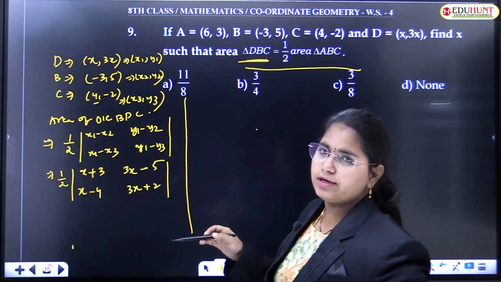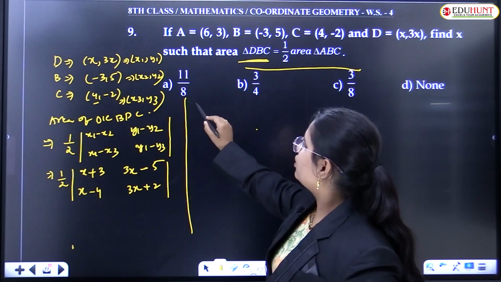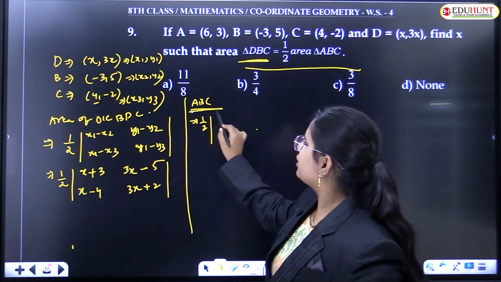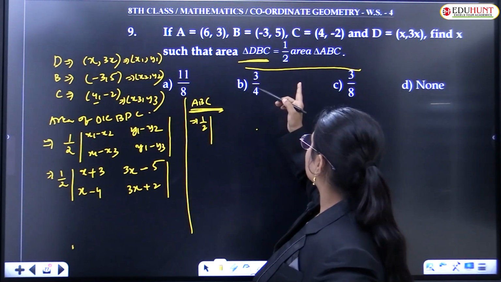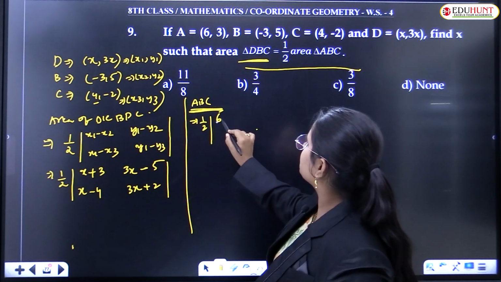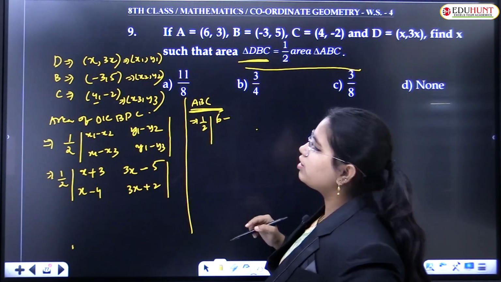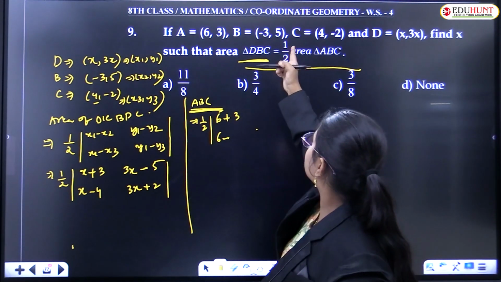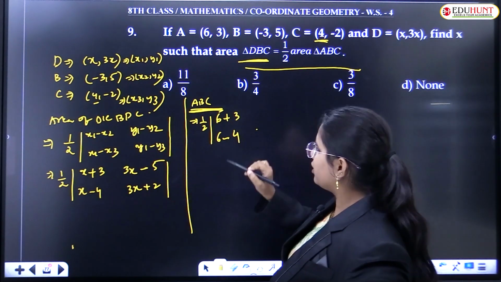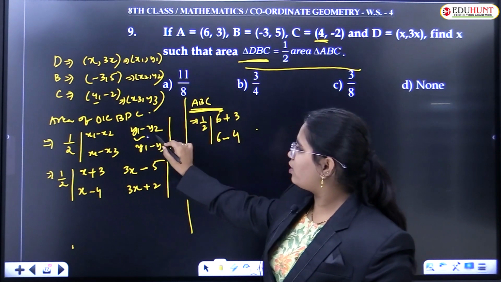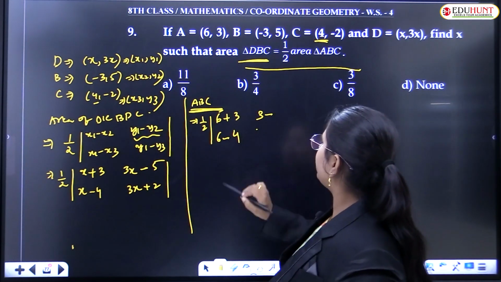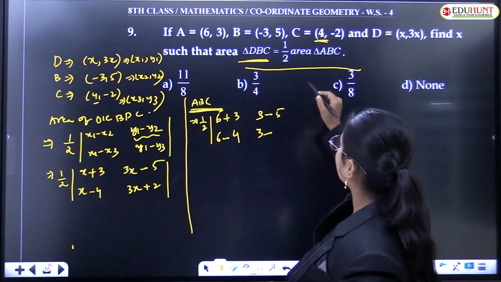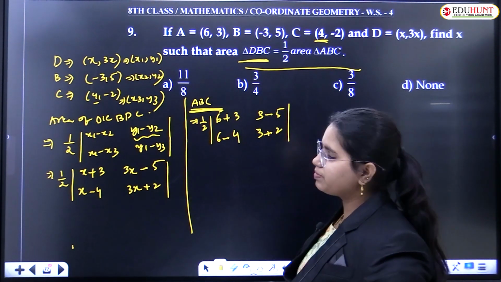So let's also find out the area of triangle ABC. Let's substitute: half. What is x1 here? x1 is 6 minus, what is x2 here? Minus 3. Minus of minus is plus 3. 6 minus, what is x3 here? 4. Correct. Next, y1 minus y2. What is y1 here? 3 minus, what is y2 here? 5. 3 minus, what is y3 here? Minus 2. Minus of minus is plus 2.